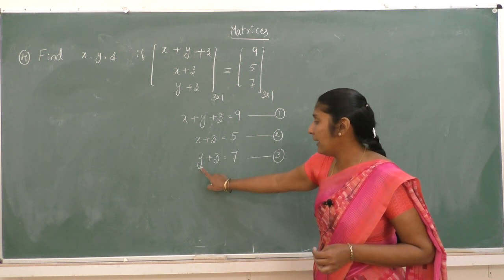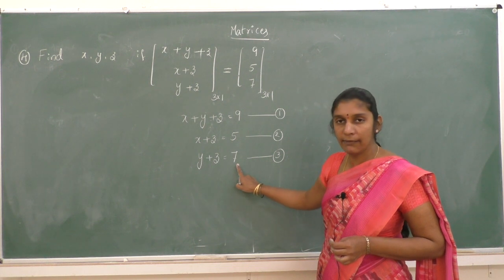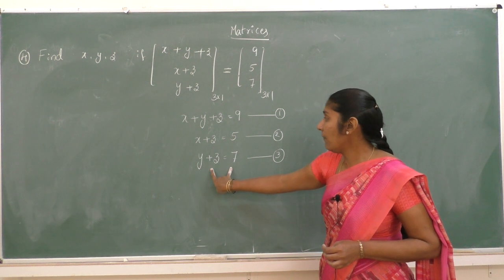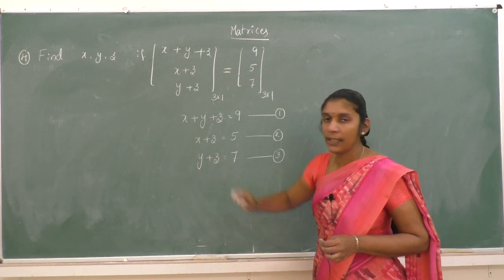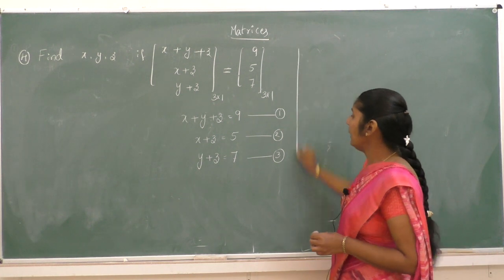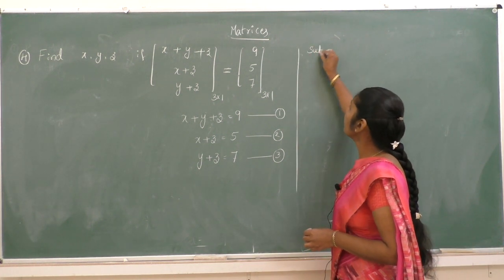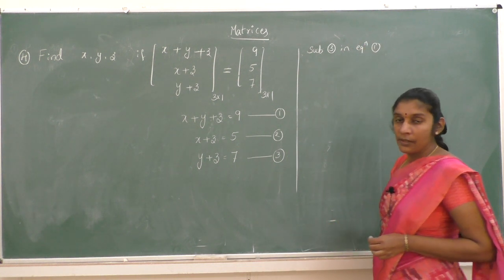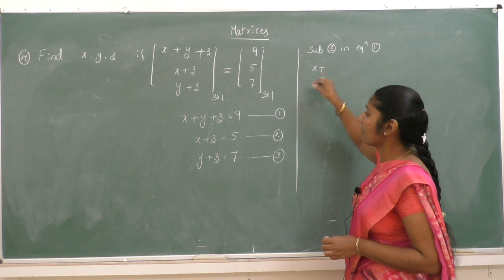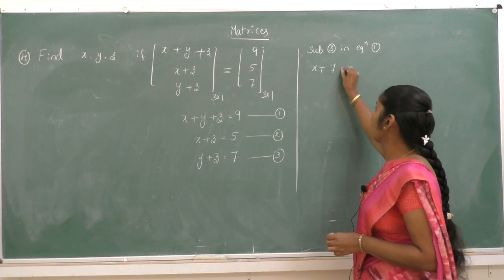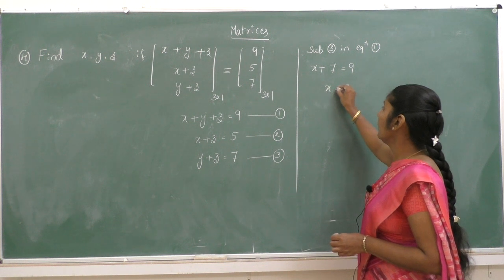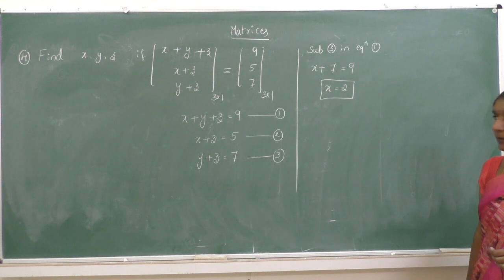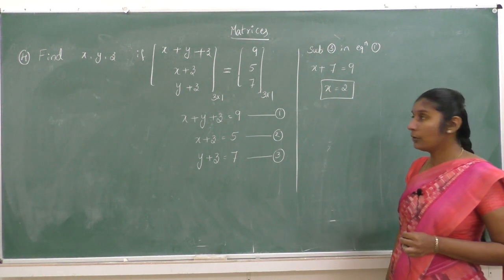So here, what is the value, they have given y plus z as 7. So since the value of y plus z is 7, if we substitute this value here, we get the value of x. So substitute 3 in equation 1. So equation 1 becomes x plus y plus z, in place of that put 7, is equal to 9, x is equal to 2. So 9 minus 2 is 7, 2 remains, right? So x is equal to 2.